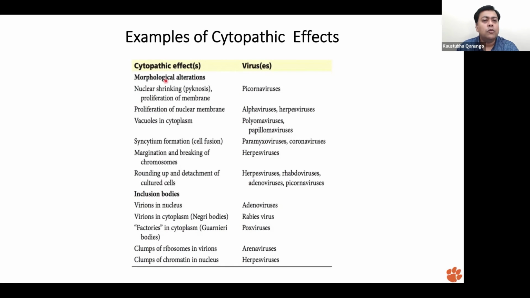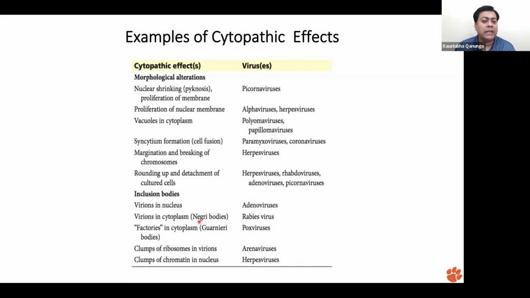Again, you do not have to memorize each specific morphological alteration and the viruses associated with it. Just know what kinds of cytopathic effects there are, like nuclear shrinking, proliferation of the nuclear membrane, and vacuoles. Sometimes you can have virions in the nucleus, and you can see Negri bodies. This is one of the important things that you probably have heard in a microbiology class as well. This is one of those that you probably want to remember. That's the only one.